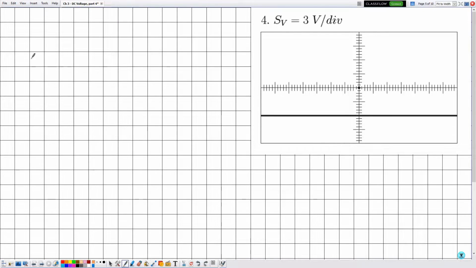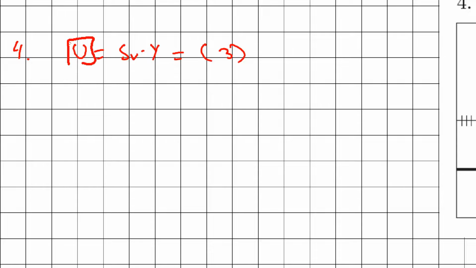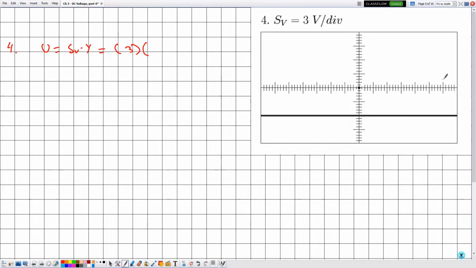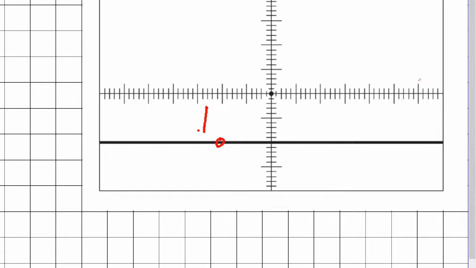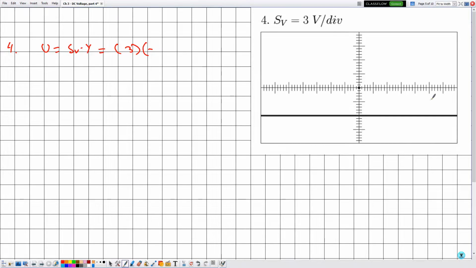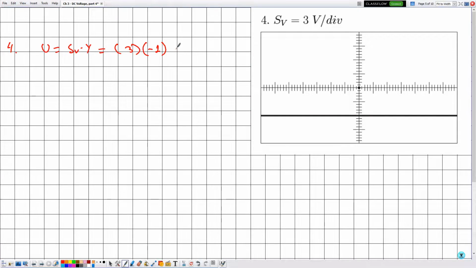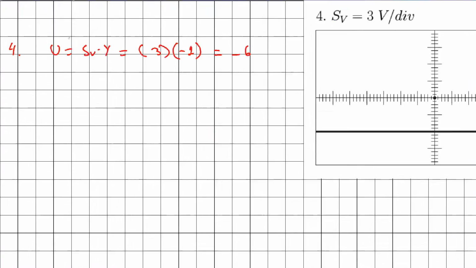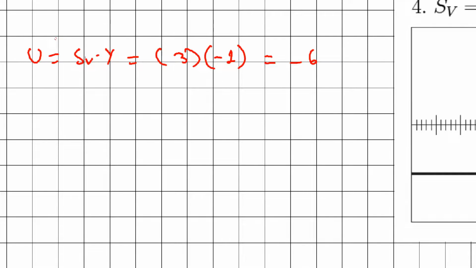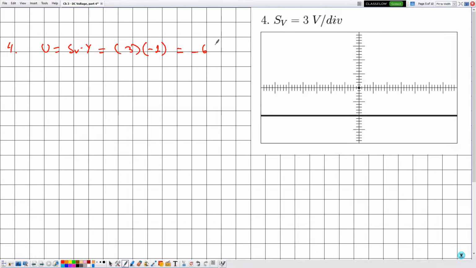Now as for number 4, the voltage U is given by SV multiplied by Y. The value of SV is 3. Always in physics we need to write the formula, and here no need to construct a triangle because this is the quantity we are interested in calculating. Notice that the luminous line is displaced downward, so we have a minus sign. Let's count the number of divisions. Here we have 1 and this is 2, so Y is minus 2. Plugging this into the calculator gives minus 6. Since SV and Y are expressed in the SI, U will be in volts. So U = minus 6 volts.